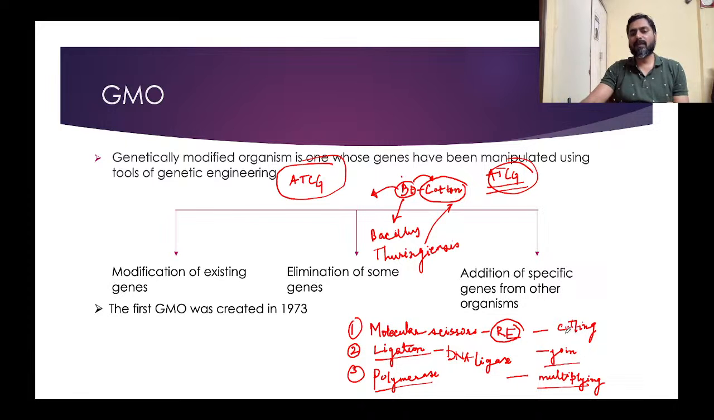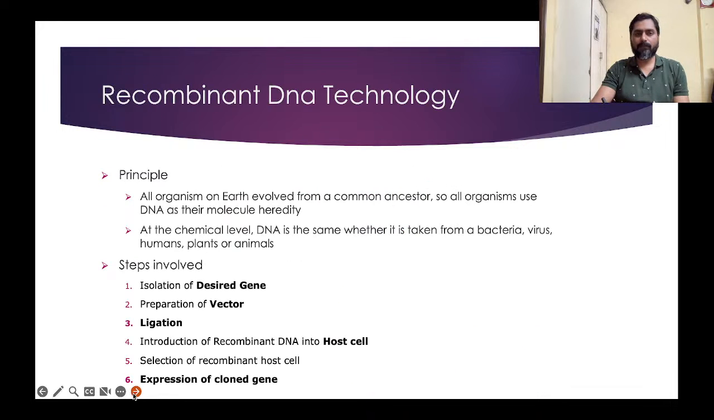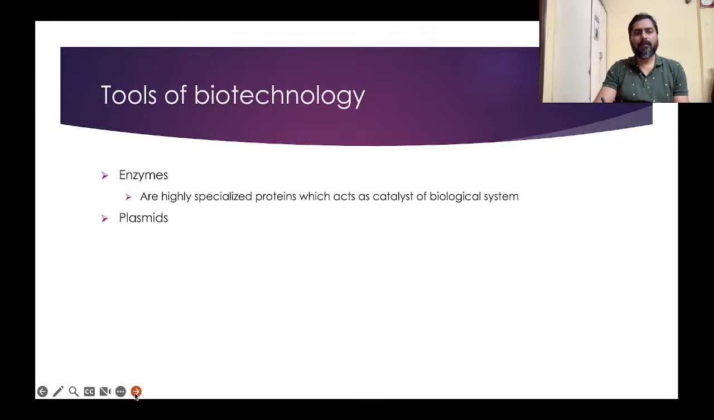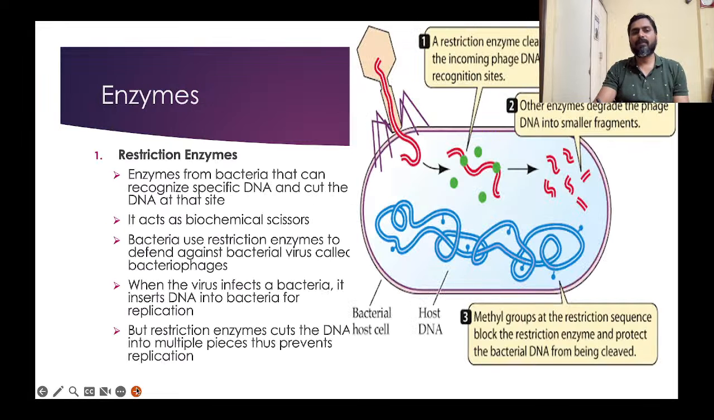So from where do we get these enzymes? In biotechnology we need enzymes, and you'll see that we get them from nature. The first enzyme, that is the restriction enzyme, where do we get this restriction enzyme from?